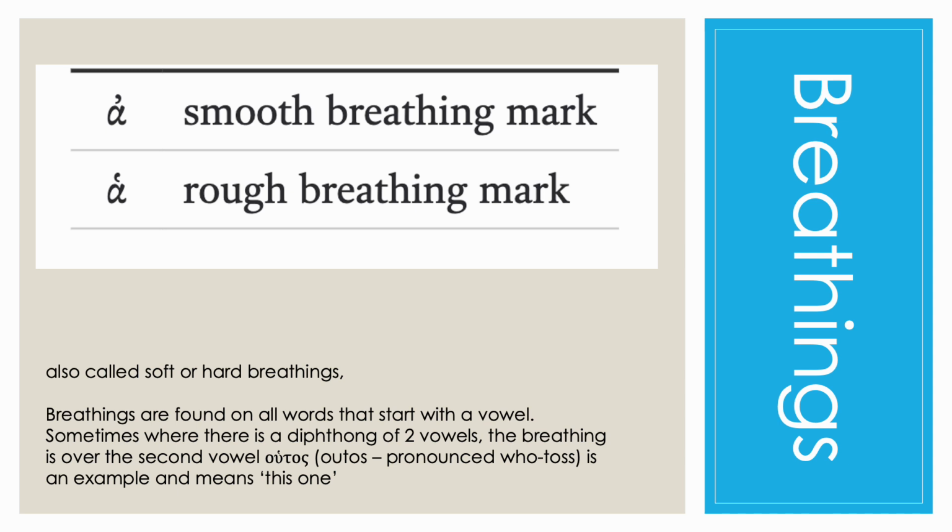Breathing sounds come at the start of the word. Usually they give an H sound to the letter, but if the first letter is an iota, it gives it a Y sound. Quite often it also has an accent on it, meaning that you put the leaning on that first part of the syllable. But not always, and some accents are later in the word.